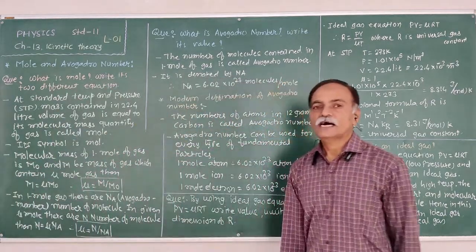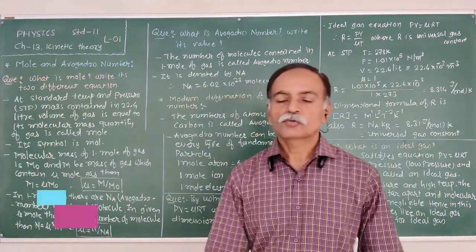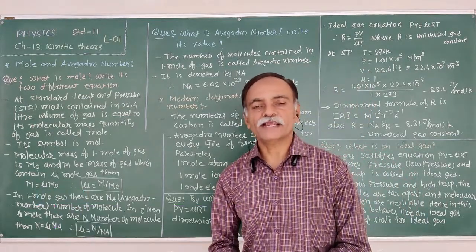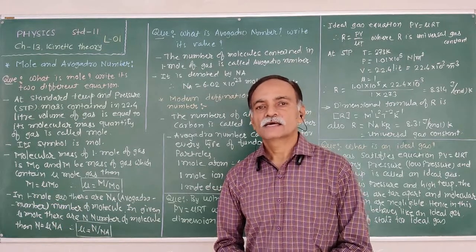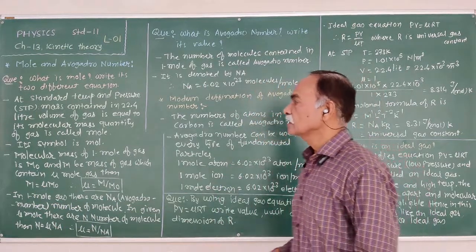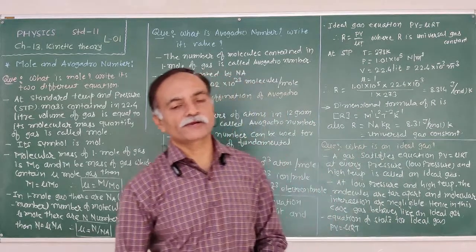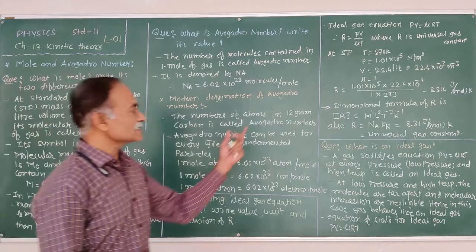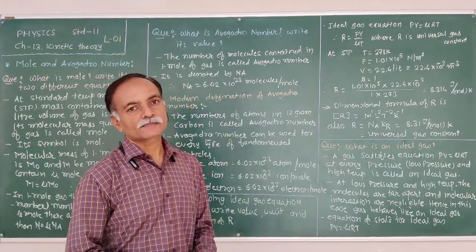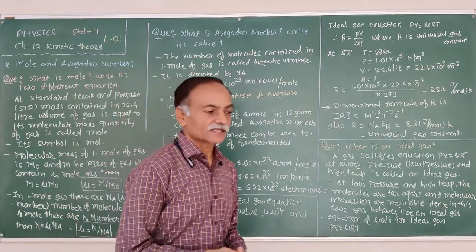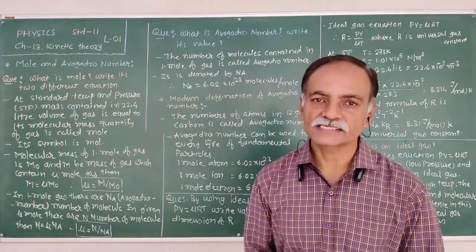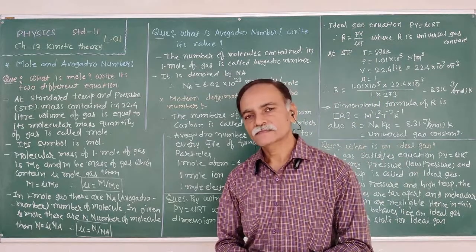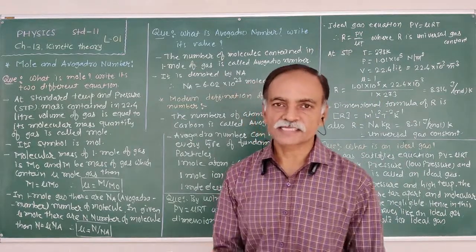Good morning, friends. After the discussion of what the kinetic theory of gases is and its usage, now some basic definitions. What is the mole? What is the Avogadro number? What is the modern definition of Avogadro number? What is the universal gas constant and its value? And in which condition are gases known as ideal gas? And what is the equation of state for the ideal gas? We are going to discuss these things.